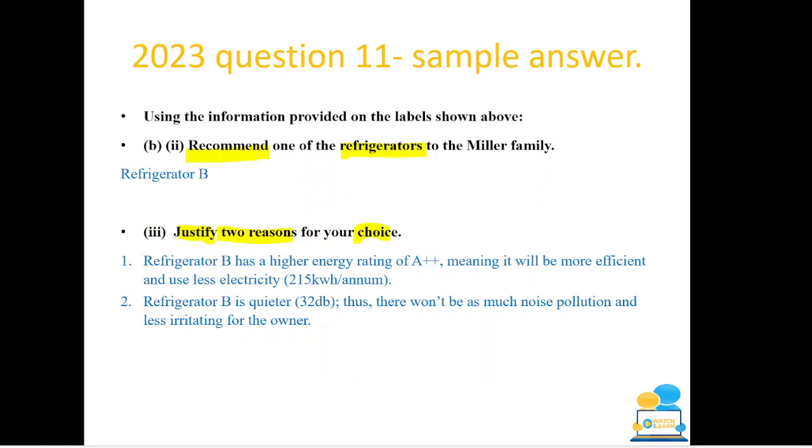So using the information provided on the labels shown above, B part 2, recommend one fridge. So I've highlighted recommend because I know I'm just going to have to write one answer, and it's going to be one of the fridges. Okay, now before I fill in that, I need to read part 2. Justify 2 reasons for your choice. And again, they've given you 2 spaces, so you know there's going to be 2. Justify means I'm going to have to back up my reason. Why did I choose fridge B? So I'm going to state, explain, example.